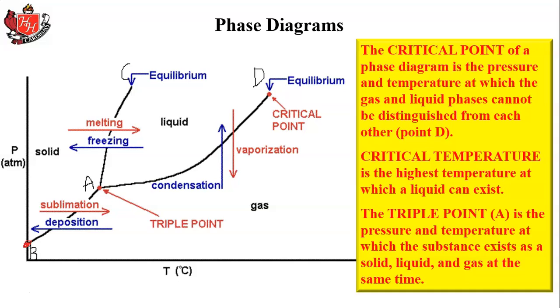Critical temperature is the highest temperature at which a liquid can exist. So that would be where the critical point is. That would be the temperature at the critical point.